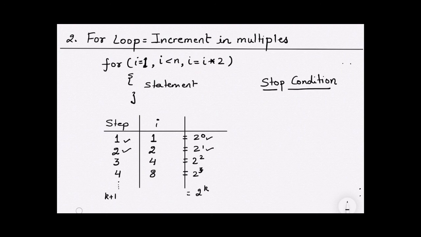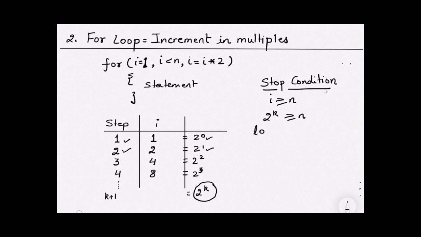We can say that 2 raised to the power k is the last value of i that we will encounter before the stopping condition is met. The stopping condition for this loop is when i becomes greater than or equal to n. We see that the value of i at the last step is 2 raised to the power of k. So we can say that 2 raised to the power of k is greater than or equal to n.